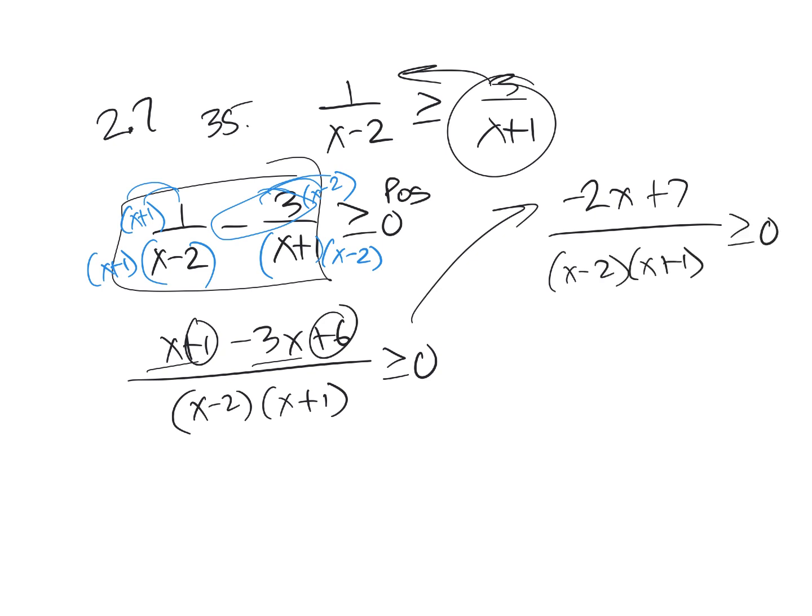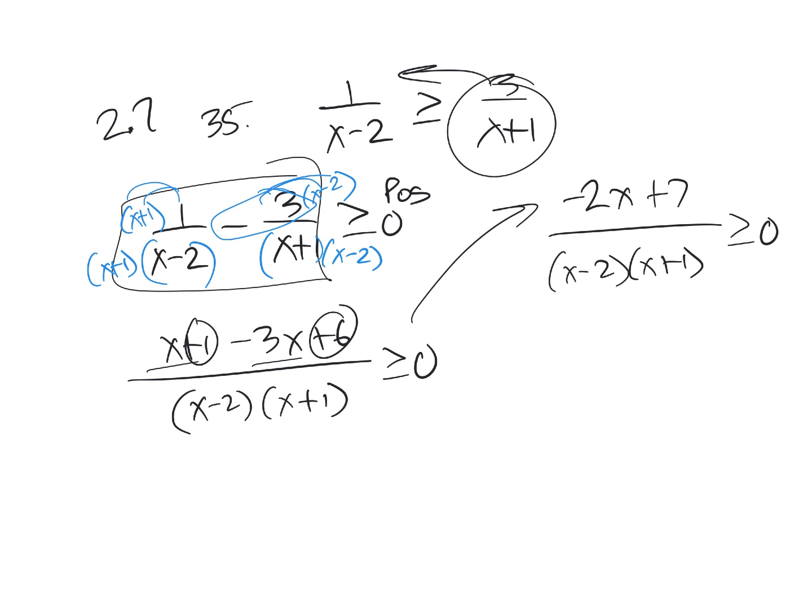Now, at this point, what you want is the special numbers that are in your numerator and the special numbers that are in your denominator. How do you find those? By setting all the factors equal to 0. Okay? So you're okay finding those special numbers?